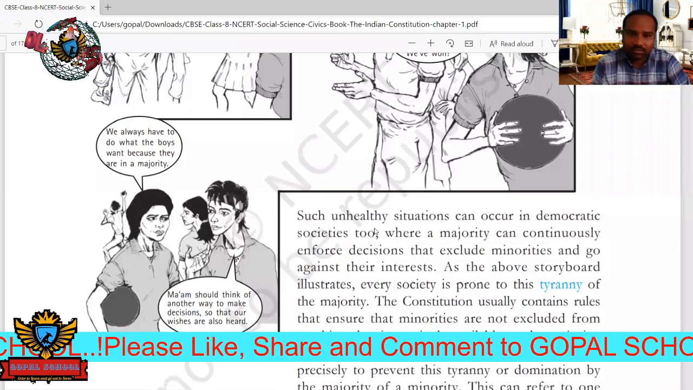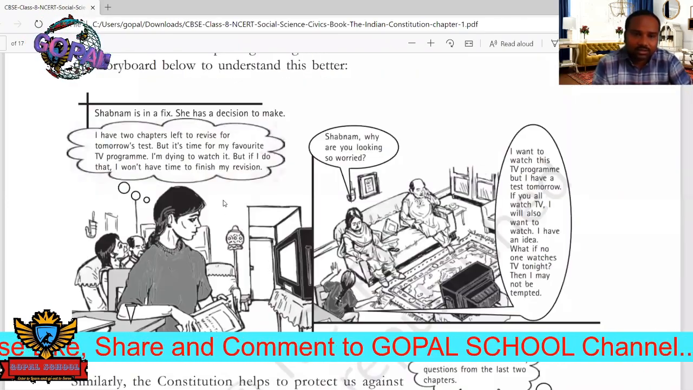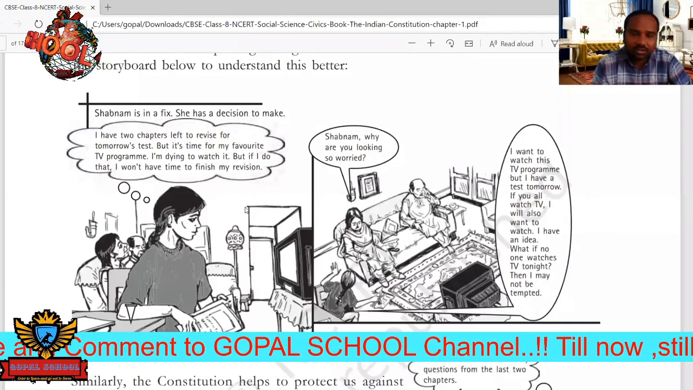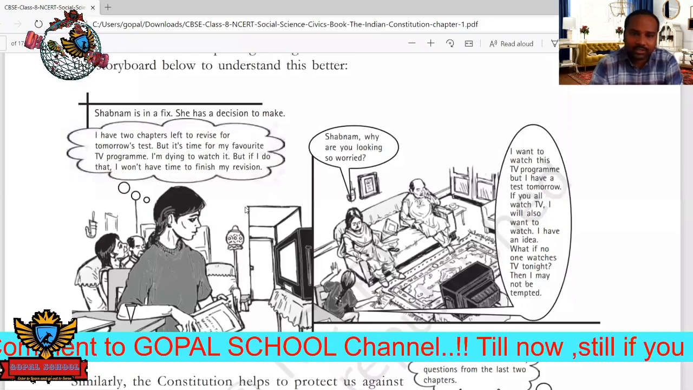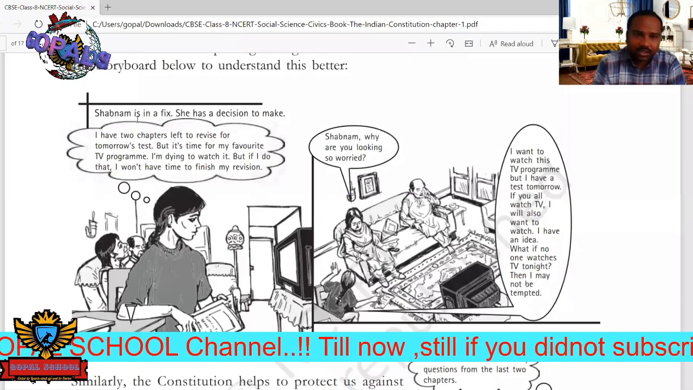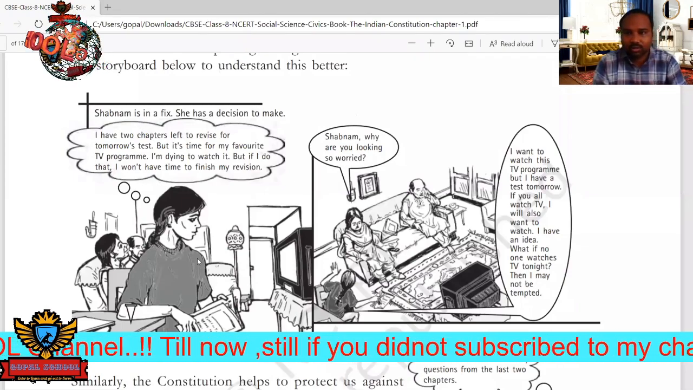So we have seen this one also. Next, we have seen this also. Sometimes, how should democracy be adjusted? How should it be adjusted? Here one example is given, that is Shabnam. Shabnam wants to prepare for tomorrow's exam.